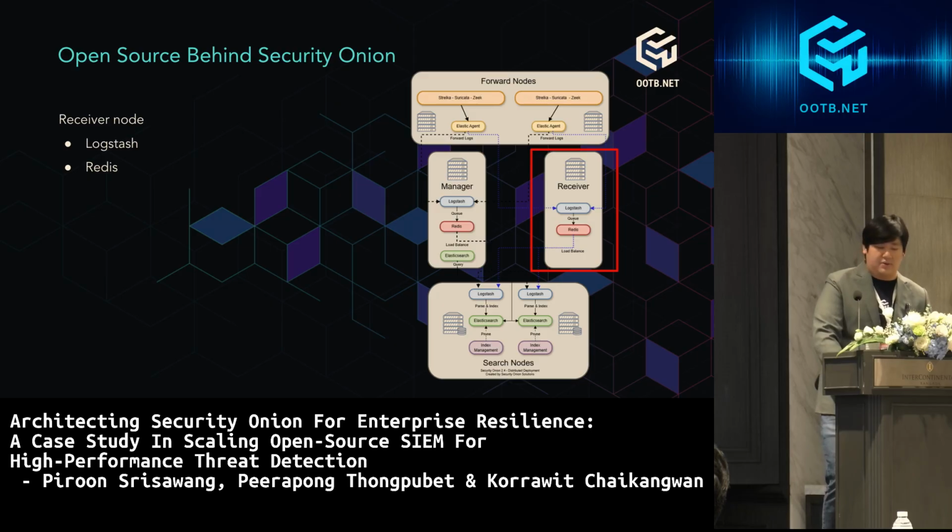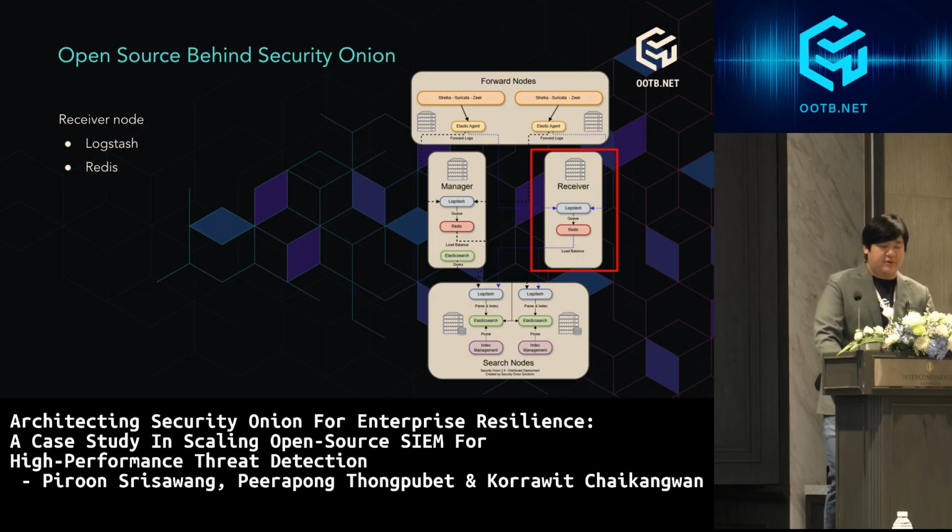Now let's talk about the receiver node. This node is very lightweight compared with the manager. It only runs two key services: Logstash, which receives the logs from the Elastic Agent, and Redis, which queues the events so that search nodes can later pick them up for indexing.